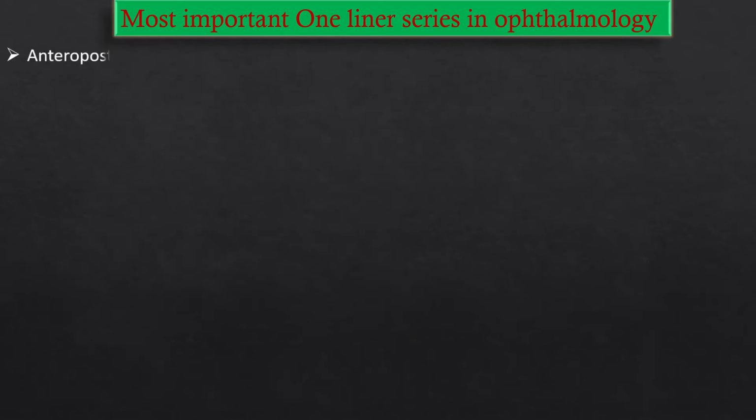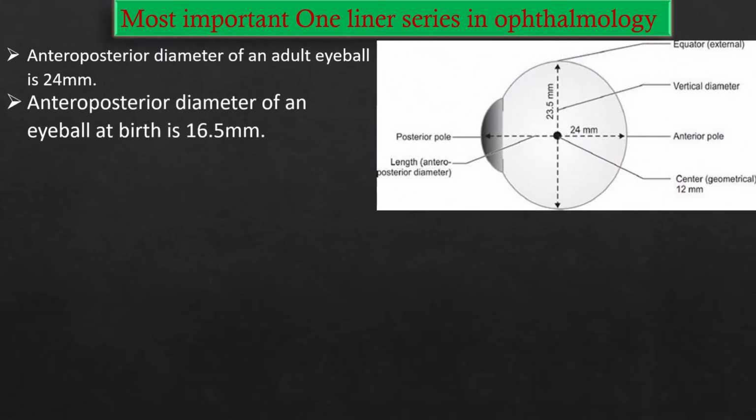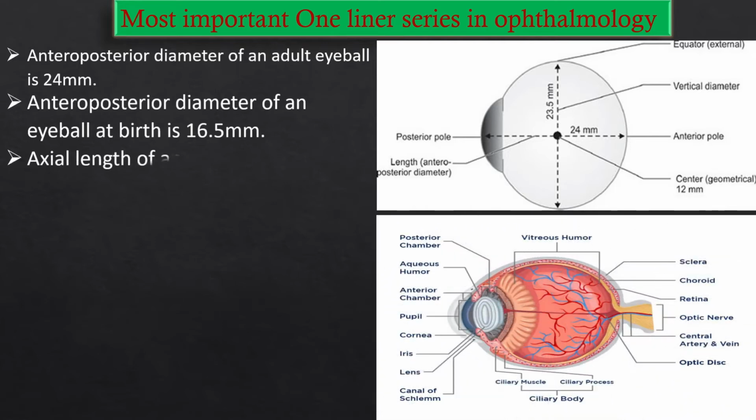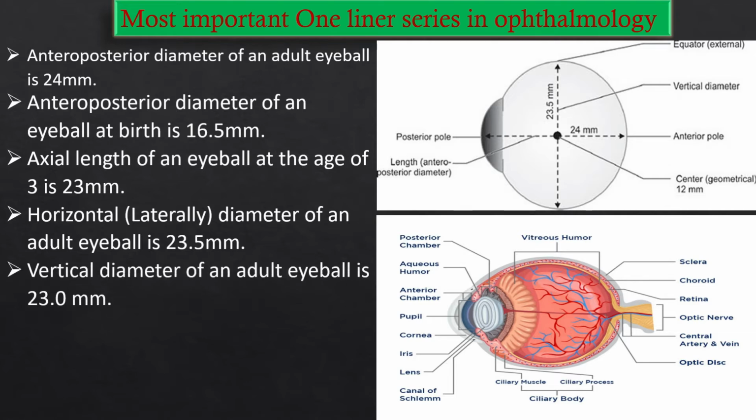Anteroposterior diameter of an adult eyeball is 24 mm. Anteroposterior diameter of an eyeball at birth is 16.5 mm. Axial length of an eyeball at the age of 3 is 23 mm. Horizontal means lateral. Horizontal diameter of an adult eyeball is 23.5 mm. Vertical diameter of an adult eyeball is 23.0 mm. Circumference of an adult eyeball is 75 mm.